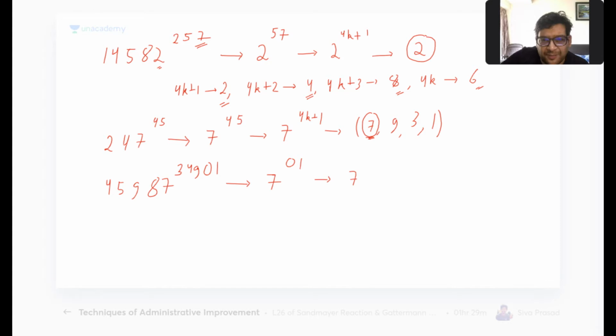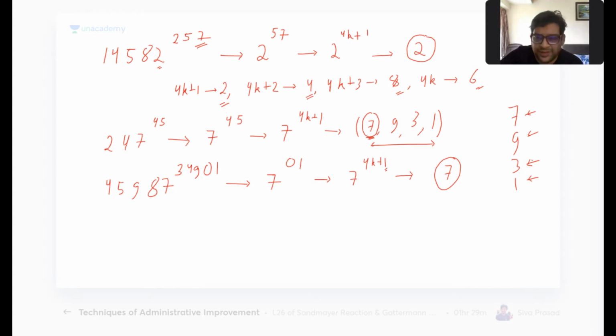So this is as good as 7 to the power of 4k plus 1, which means once again in the list, I will have to look at the first value and get my answer as 7. Saloni, 7 comes out as the answer because it is of the format 4k plus 1. Remember, in your list, which was 7, 9, 3, 1: 4k plus 1, first value is the answer. 4k plus 2, second value is the answer. 4k plus 3, third value is the answer. 4k, 1 is the answer.